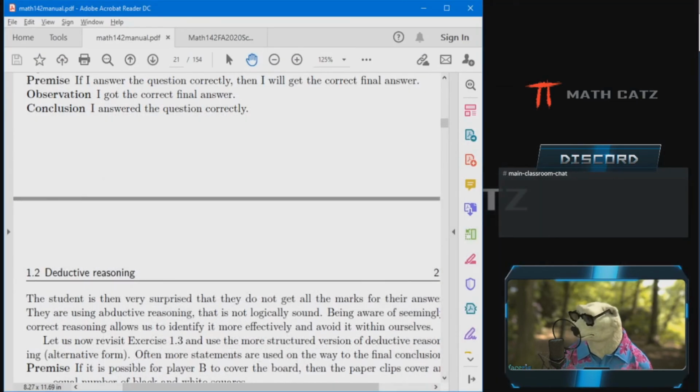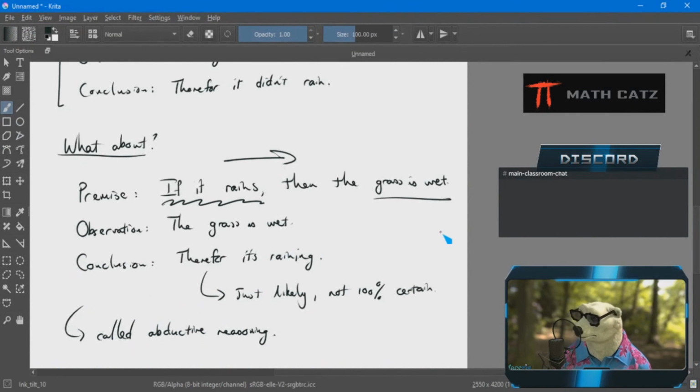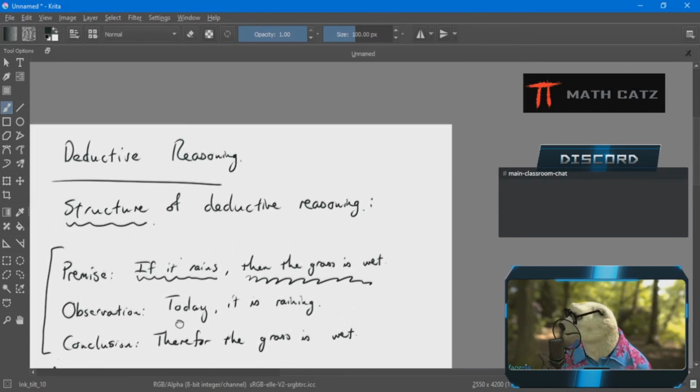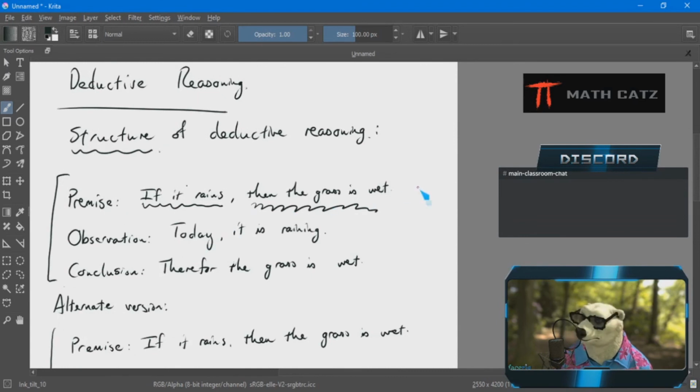I just wanted to ask something real quick. For the first structure of deductive reasoning, if it rains, then the grass is wet. Today it is raining, therefore the grass is wet. Isn't that also just taking the most likely, because somebody could have covered the grass, which makes it abductive reasoning? No, of course, in an attempt to make this look as simple as possible, I have to ignore little technicalities that would complicate this, right?